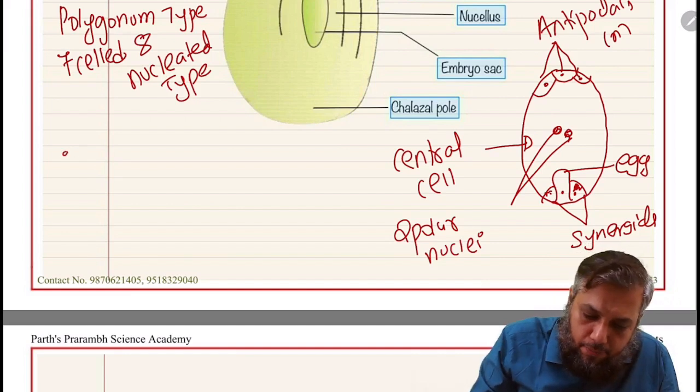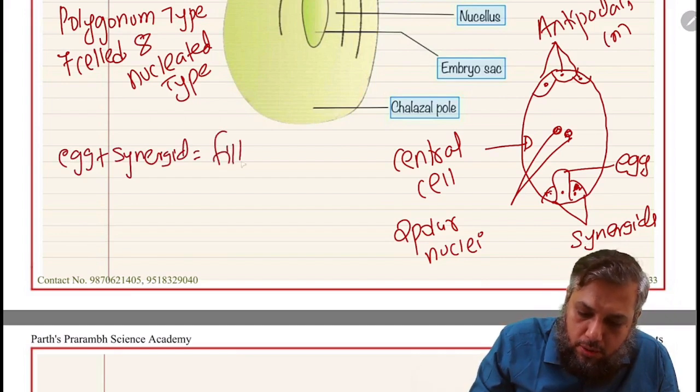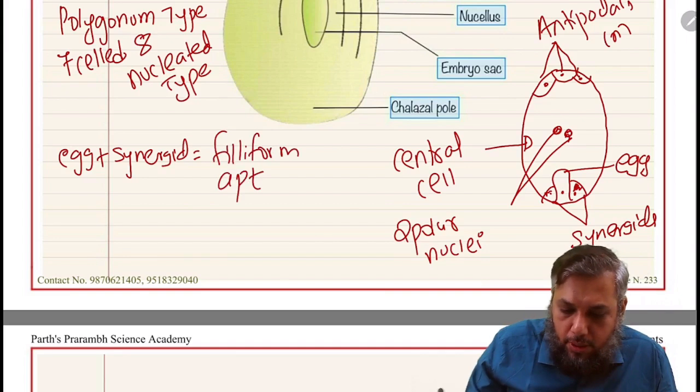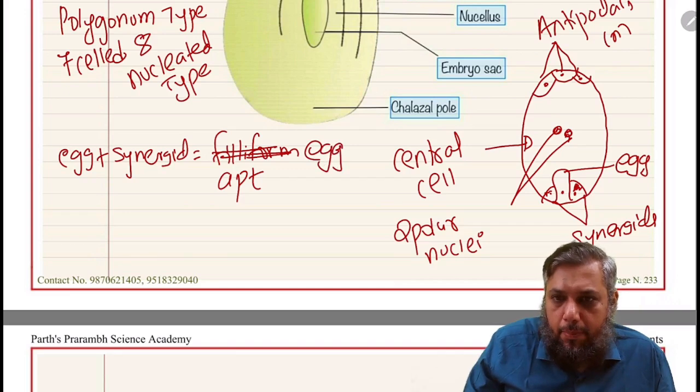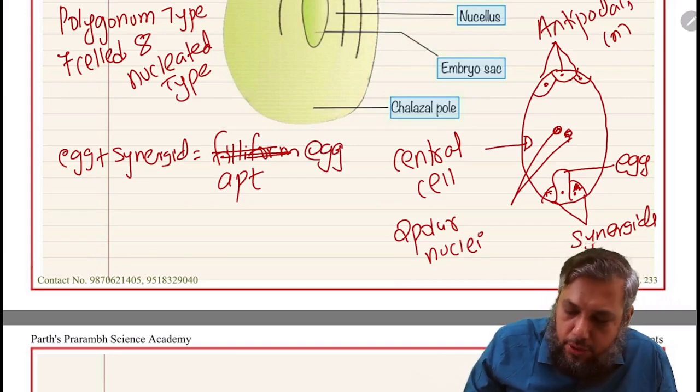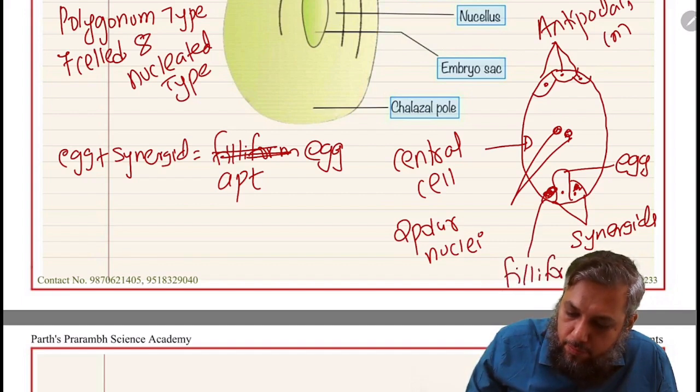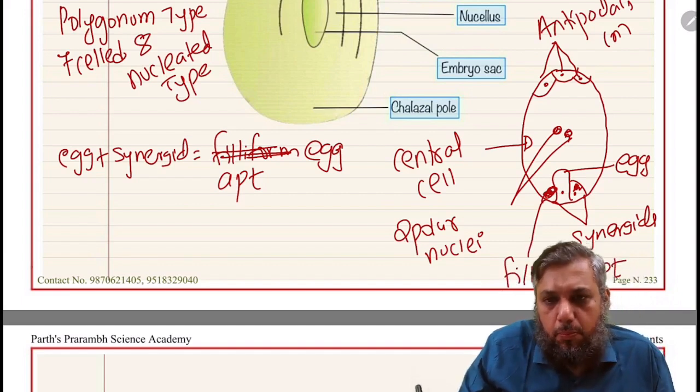The egg and the synergid together is called the egg apparatus. The synergids show the presence of a filiform apparatus, which helps in the pollen tube entry into the embryo sac.